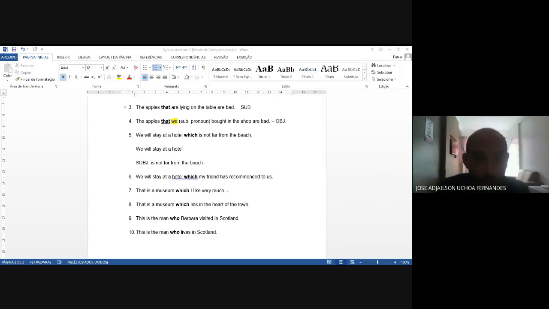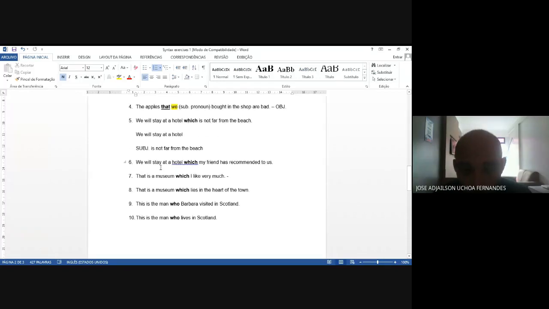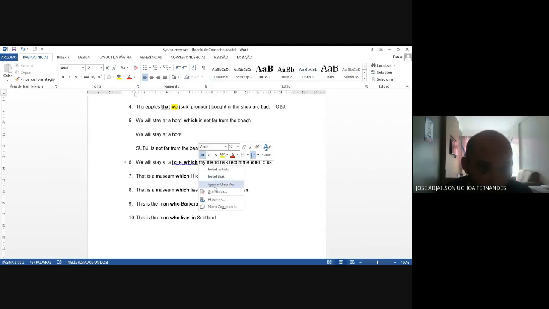Focus on clause number 2. My friend recommended us a certain hotel. So hotel here in the second sentence, in the second clause, is subject or object? My friend recommended me a hotel. Object. It's the object.